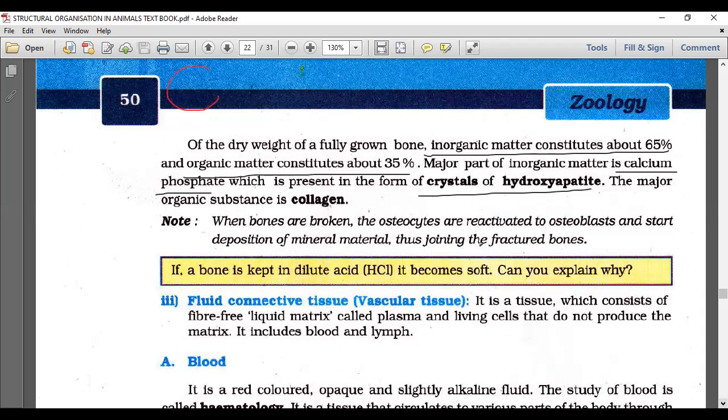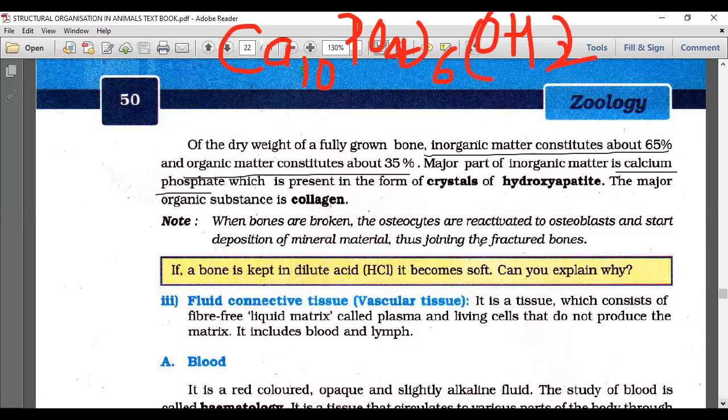So let me write it like this: Ca10(PO4)6(OH)2. Nothing, it is not required here actually, but it is in all our bones and we need to know it. Calcium hydroxyapatite.